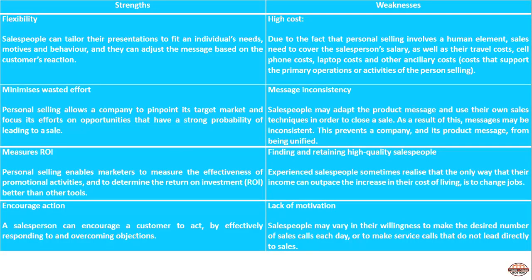What are the strengths of personal selling? Salespeople can tailor their presentation to fit an individual's needs, so it is flexible. It minimizes wasted effort. It measures return on investment. It encourages action. What are the weaknesses? High costs, message inconsistency, as salespeople may adapt the product message and use their own sales techniques, finding and retaining high quality salespeople, and lack of motivation.